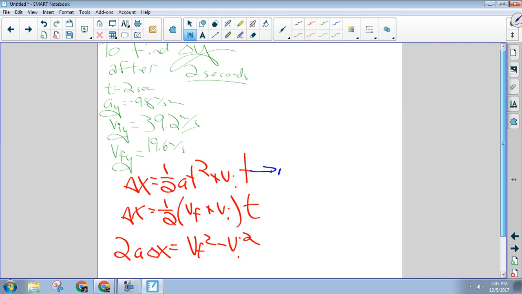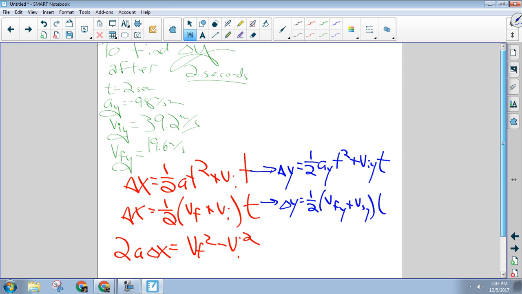You're going to rewrite them. Delta x becomes delta y. This is 1/2 ay times t squared plus viy times t. This one becomes 1/2 vfy plus viy times t. And this becomes 2a delta y equals vfy squared minus viy squared. And then just pick one of the 3 equations and use it and find your displacement.